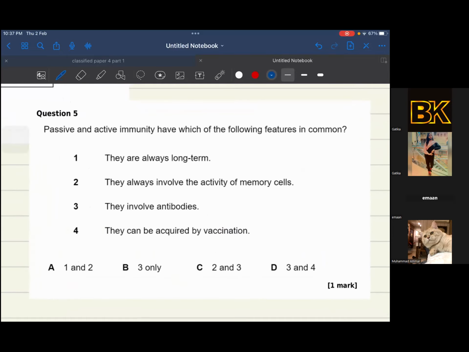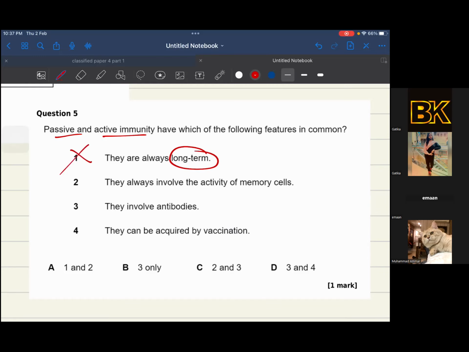Now the last question. Passive and active immunity have which of the following features in common? Iman, I think your answer is correct. Amar, active and passive immunity, we have to look at the features which both of them have. First, it says they are both long term. Is passive immunity long term? No.